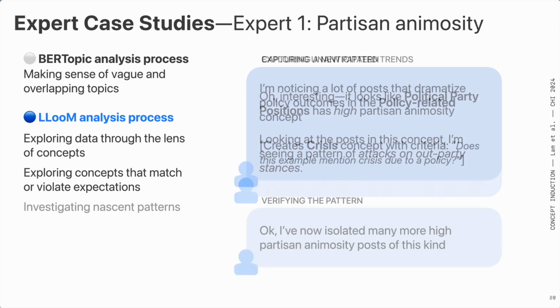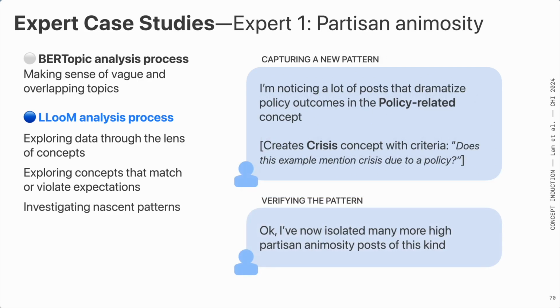In cases like these where the analysts noticed nascent patterns, they were able to investigate further. In the policy-related concept, they saw posts that were overly dramatizing outcomes of policy, like immigration laws and health programs. They created a custom crisis concept and were able to isolate more posts like this that were mentioning crisis resulting from a policy implementation. And they indeed found that these were high partisan animosity posts.